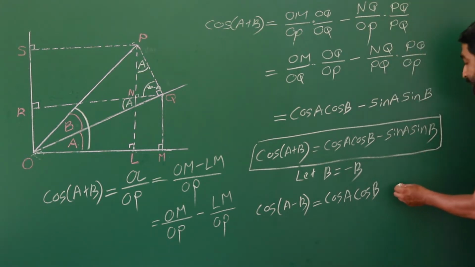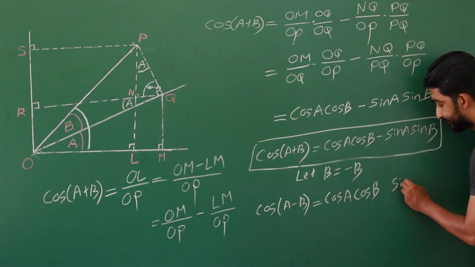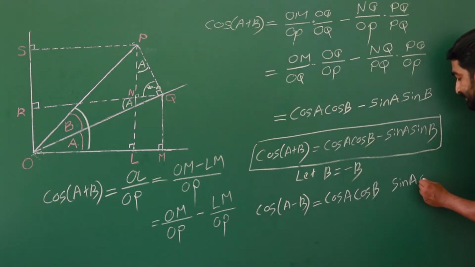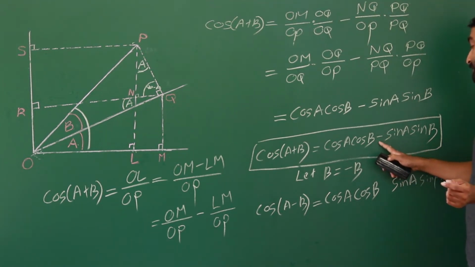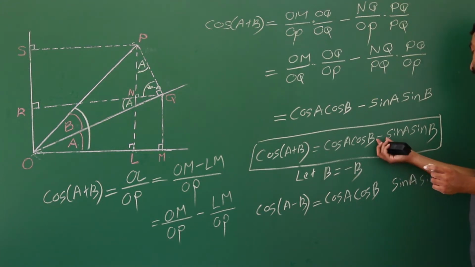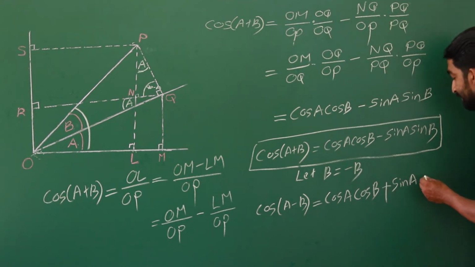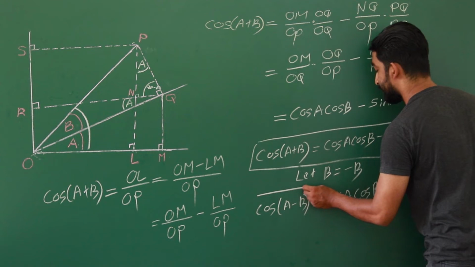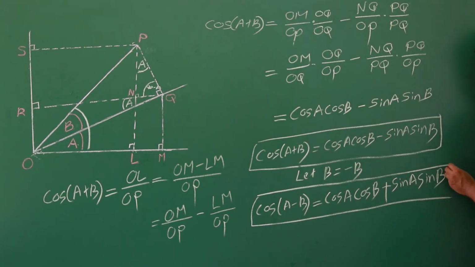And now this is sin A. Now sin B, when you substitute B by minus B, it will be sin minus B. Considering the quadrant rule, sin minus B will be minus sin B. Now here a minus is already there, so the minus sign is multiplied with this minus and it will be positive. So this will be plus sin B. So we have our second sum difference identity, which is cos A minus B equals cos A cos B plus sin A sin B.